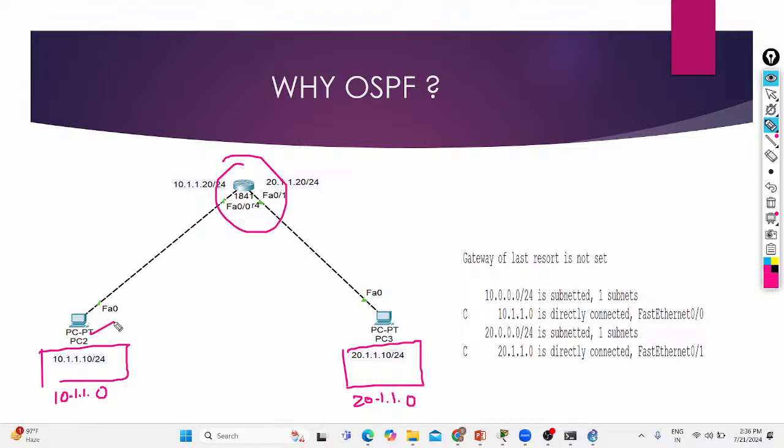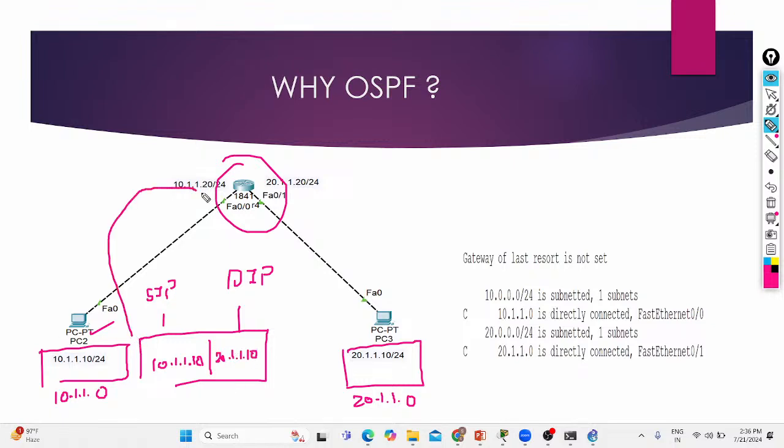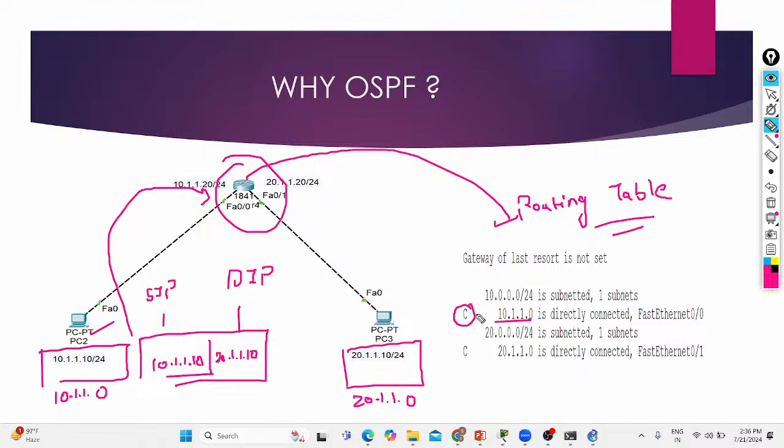One packet will be initiated from PC1, with 10.1.1.10 as the source IP, and the destination IP would be 20.1.1.10. When you initiate a packet, it first travels to the router, and the router maintains a routing table. The router looks at the routing table: is the route present? First, what is the network ID of the source, 10.1.1.0? Yes, it is present. It is directly connected.